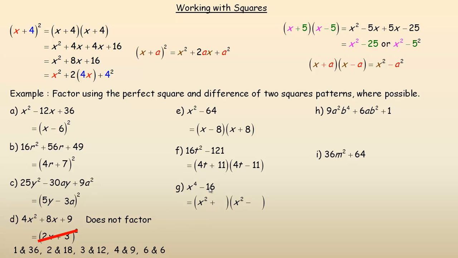Now, what do you multiply to give you 16? Two numbers that are the same, which would be 4. And so we need a plus 4 and a minus 4 here. And so that factors into x squared plus 4 and x squared minus 4.